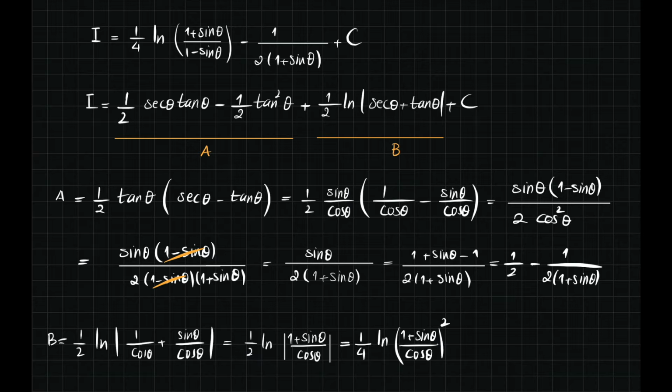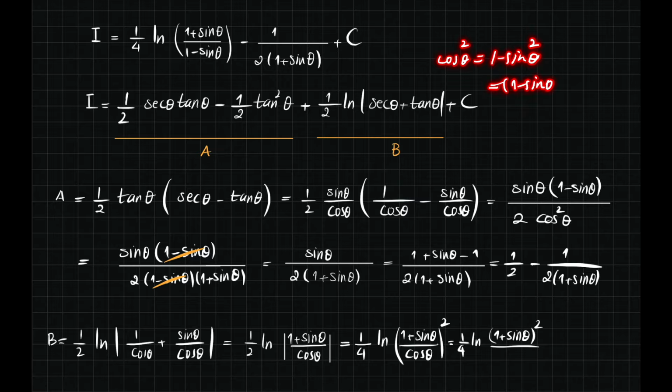Now, what will happen here? I would write 1/4, and then I raise this one to power 2, and I raise this one to power 2. So this becomes ln of 1 plus sine theta to the power of 2 divided by cosine theta to the power of 2. But again, the same trick. Cosine theta to power 2 is 1 minus sine theta to power 2, which is 1 minus sine theta times 1 plus sine theta. Yes? So I would write 1 minus sine theta, 1 plus sine theta here as well.